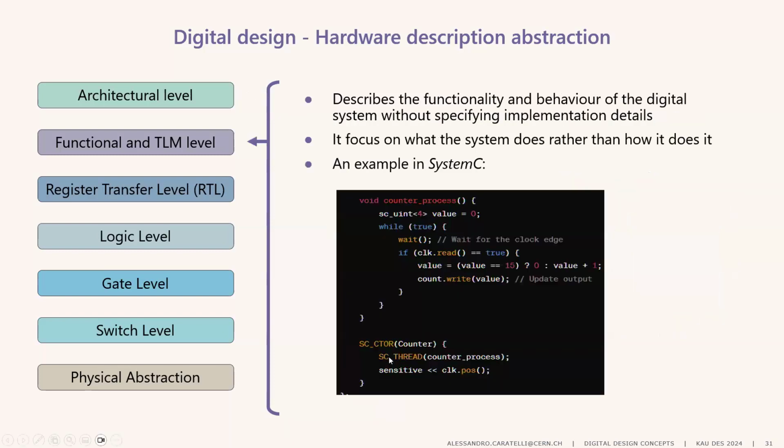If you go to a bit lower level of abstraction, at this level you can describe the functionality. TLM stands for transaction level modeling. At this stage, you can describe the functionalities and the behavior of the system, but not the implementation details. So you're focusing on what the system does rather than how it does it. And here you have an example in SystemC of a simple counter.